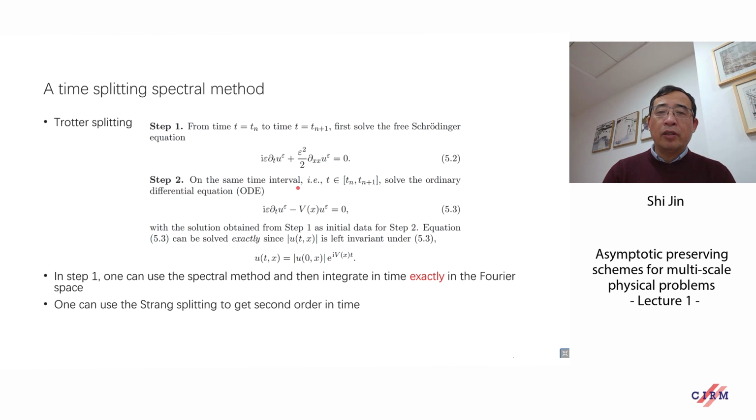So you solve this for one time step, use that as the initial data, then advance the second ODE for one time step. That's called simple splitting, and the accuracy is order delta t. It's a very simple method. Of course, you can do Strang splitting. You solve the first step by a half time step, the second step by one time step, followed by another half time step of the first step. That gives you second order accuracy. That's Strang splitting.